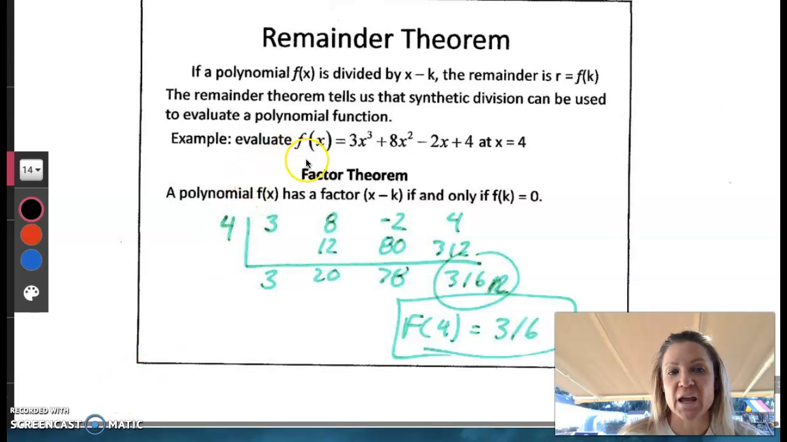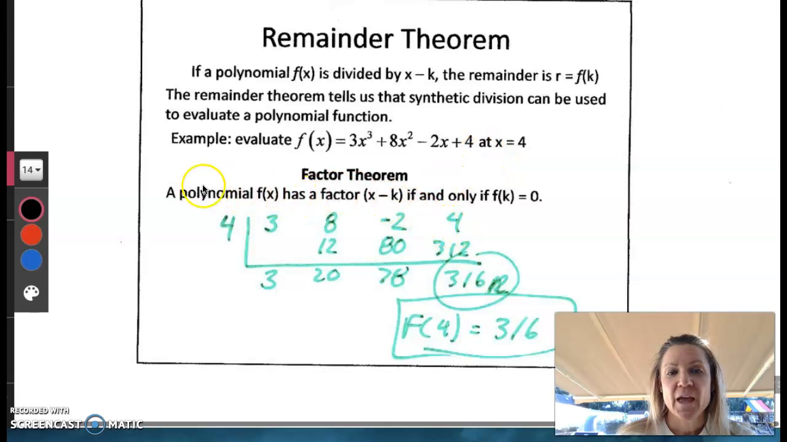So we're going to take the polynomial 3x cubed plus 8x squared minus 2x plus 4 at x equals 4. This just means that 4 is going to be the number in your little box over here. You're going to do the same as you did for synthetic division and take all the coefficients, and if you're missing one, just fill in a 0. We're not missing any, right? 3, 2, 1, 0. So our coefficients are 3, 8, -2, 4.